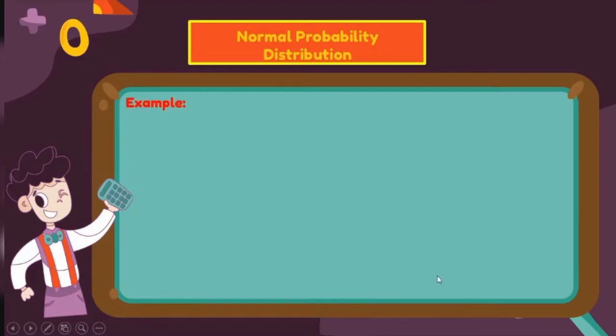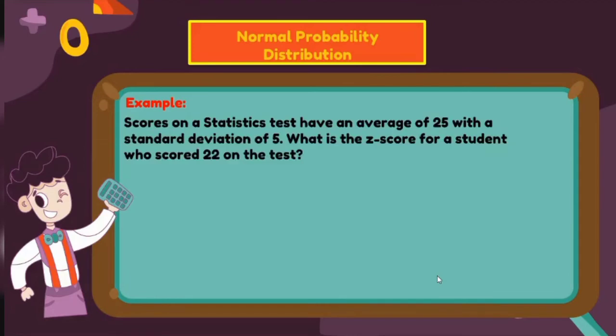So next natin, consider this given problem. Scores on a statistics test have an average of 25 with a standard deviation of 5. So what is the C-score for a student who scored 22 on a test? So for this given problem, ang keyword natin is the word average. When you say average, it is also equal to the term mean. So for this problem, the mean of the scores is equal to 25. And the standard deviation is equal to 5.